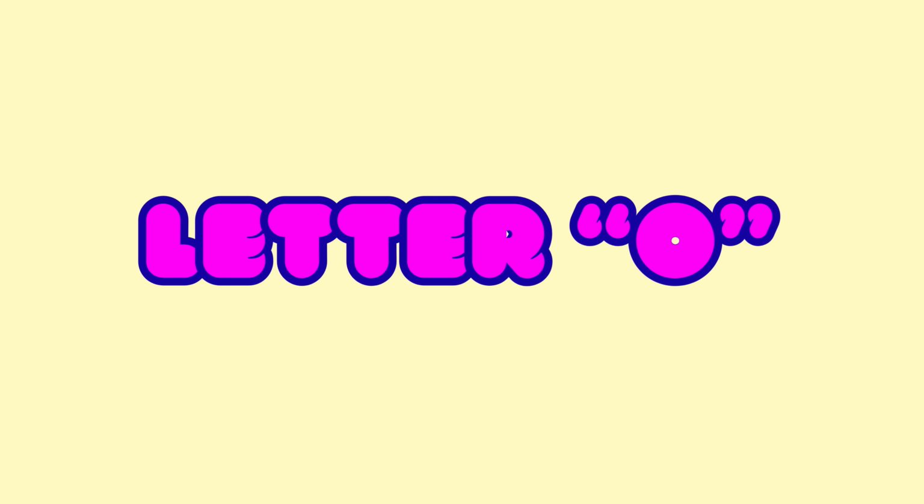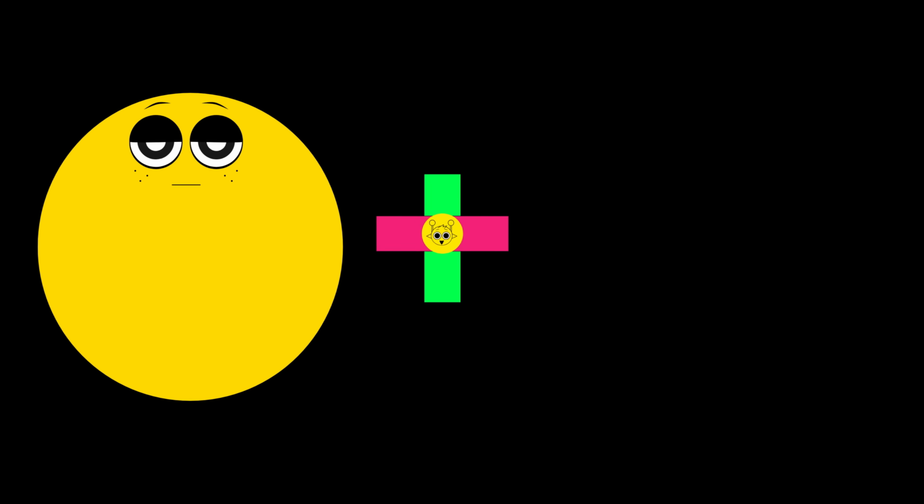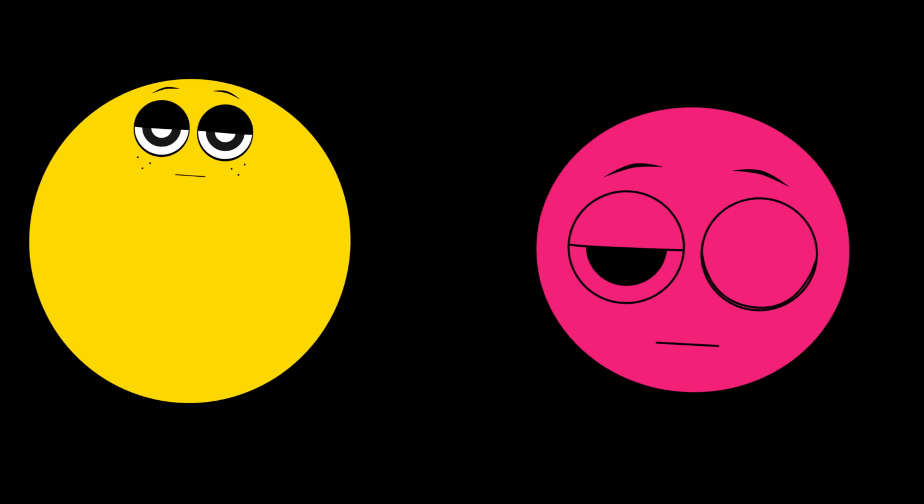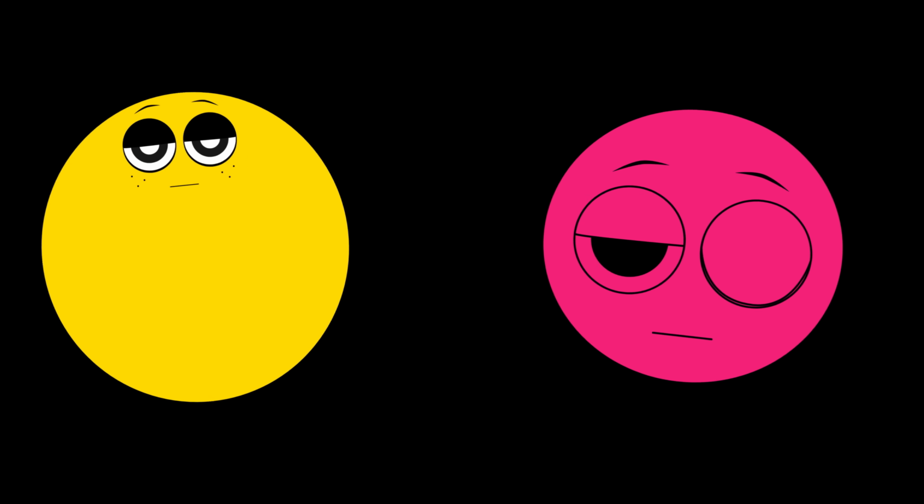Next, make the alphabet letter O. Circle. Plus. Circle. Look at the two circles. When we put them together, they make the letter O.